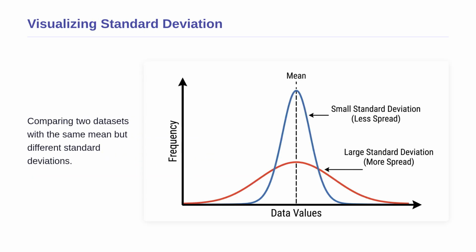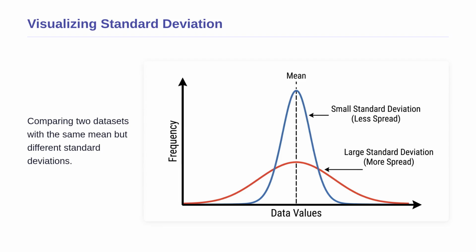Having calculated these values, let us visualize what standard deviation actually looks like. On this graph, the horizontal axis represents our data values, and the vertical axis represents how frequently those values occur. Both curves are centered on the exact same mean, represented by the dashed vertical line. The tall, narrow blue curve represents a dataset with a small standard deviation. Notice how tightly packed the data is around the center.